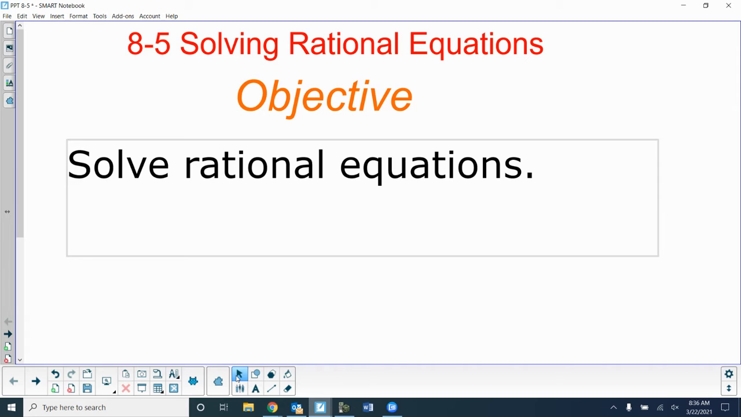All right, so we're going to solve rational equations. We've been adding, subtracting, multiplying, dividing, and simplifying rational expressions on the last quiz. So today we're going to solve rational equations.